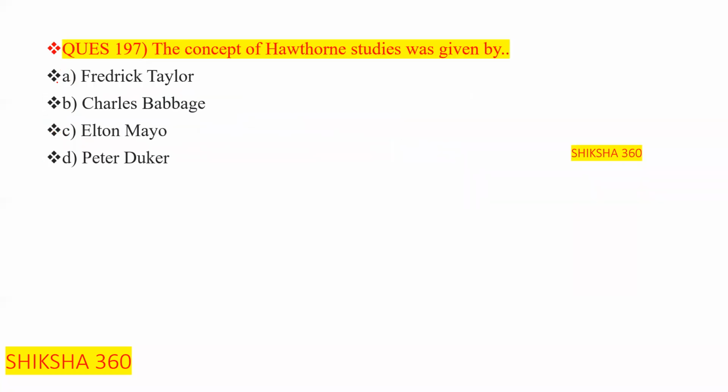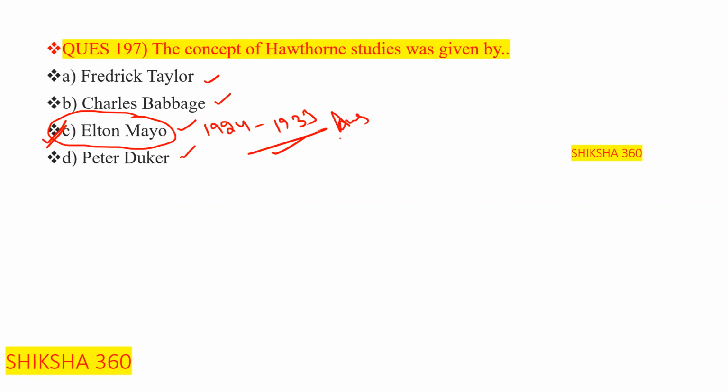Now move to the next question. I think we have already discussed this question earlier. The concept of Hawthorne studies was given by Frederick Taylor, Charles Babbage, Elton Mayo, or Peter Drucker? It was given by Elton Mayo. This one is correct. They studied from 1924 to 1930. This one is our answer.